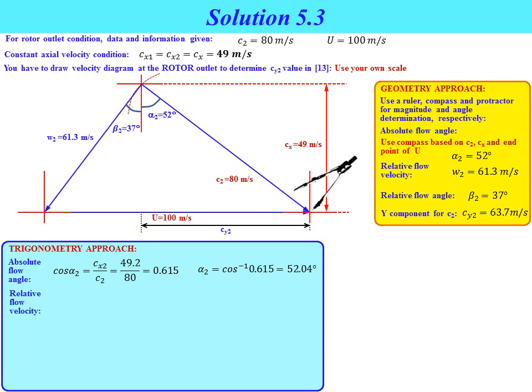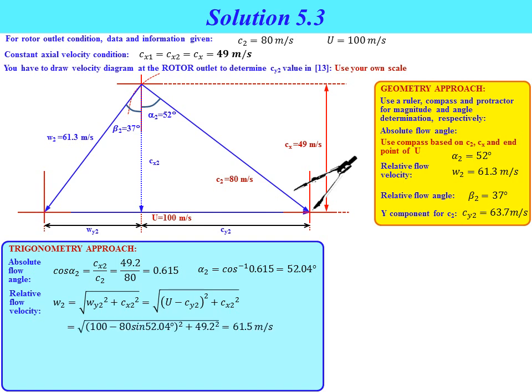For relative flow velocity, we know that we have the component Wy2 in the velocity diagram and also Cy2 in the velocity diagram. W2 equals the square root of Wy2 squared plus Cx2 squared, by implementing the triangle rules. And W2 is equal to 61.5 meters per second.